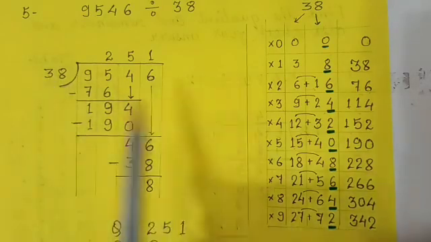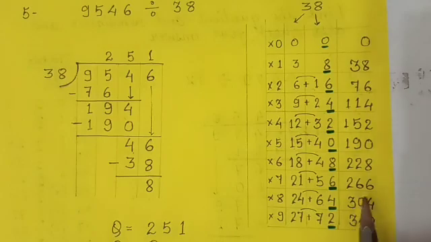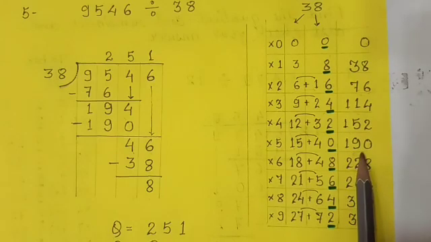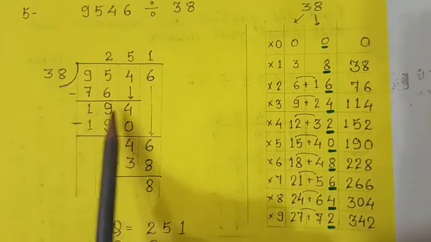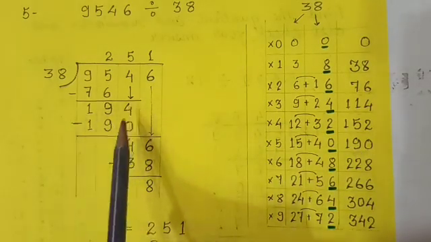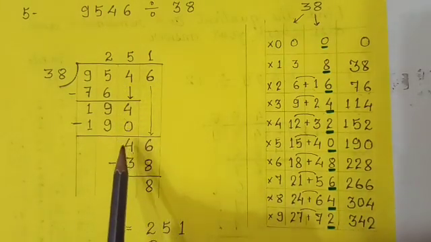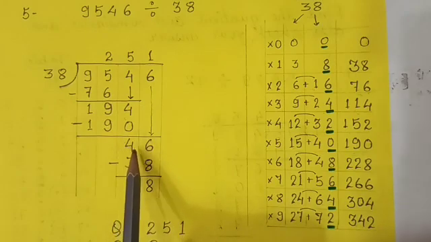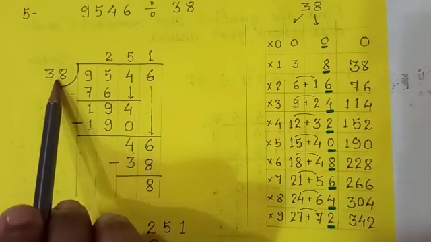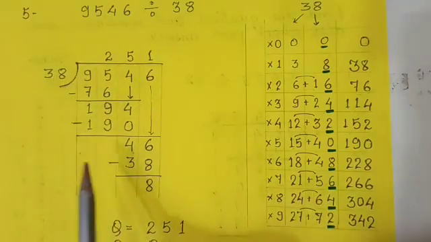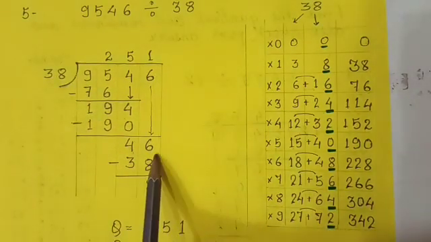Now you have to search the nearest number in the table of 38. What are we getting? 38 into 5 is equal to 190. That is the nearest number to 194. After subtraction, we are getting this 4. In every step, children, whatever the number after subtraction we are getting, you have to check that that number must be lesser than the divisor. Here we are getting 4. It is lesser than 38. It's okay. Then we can place down this 6.